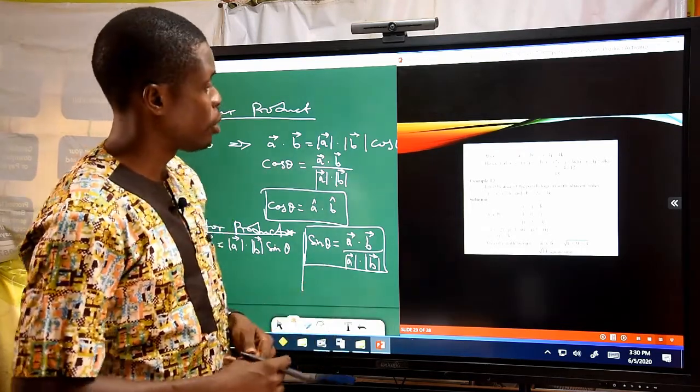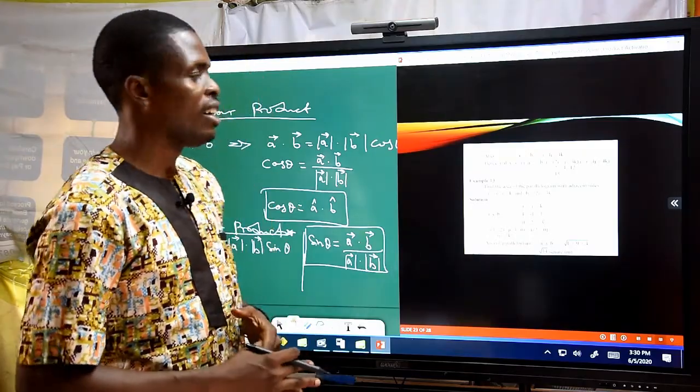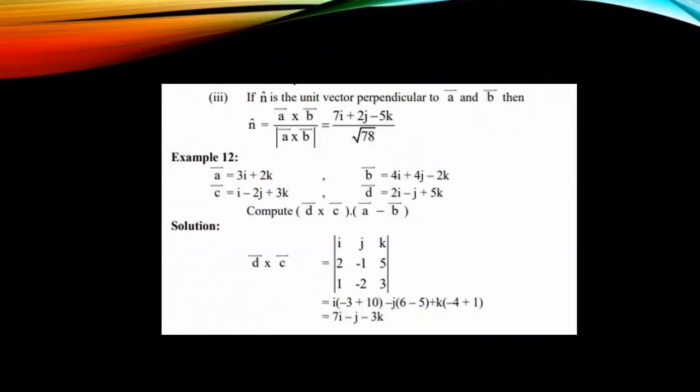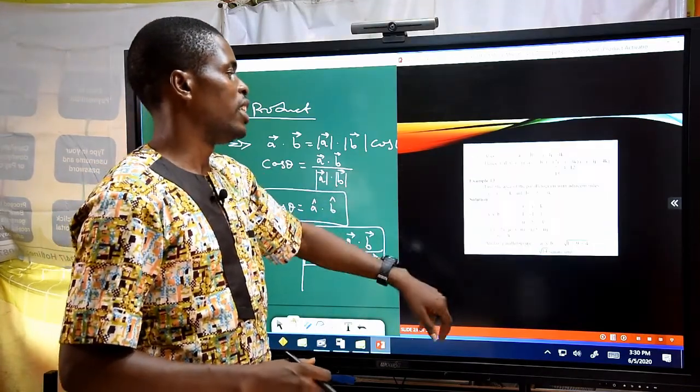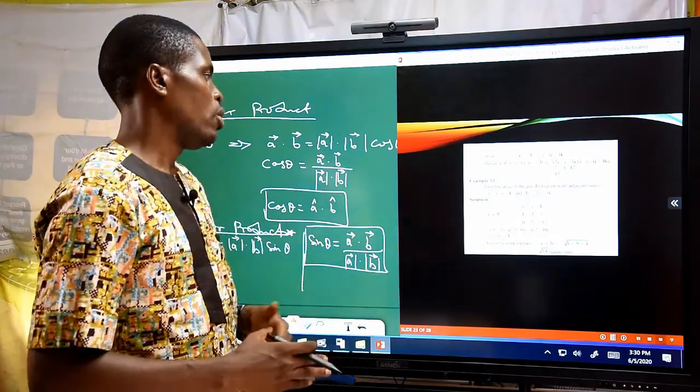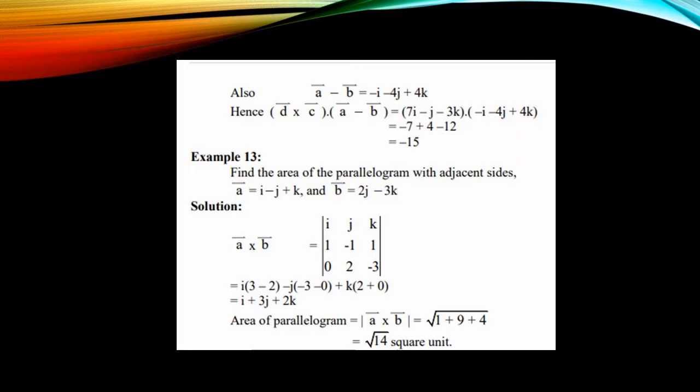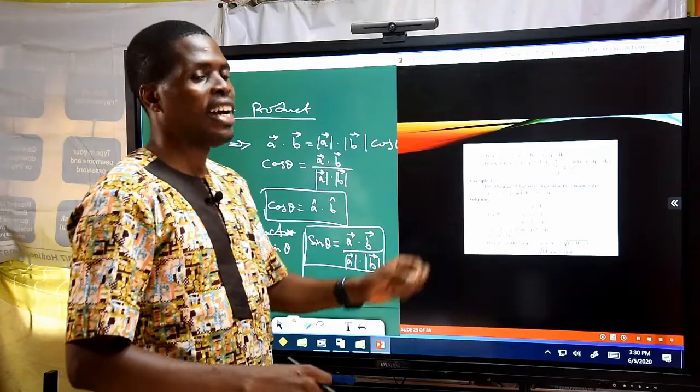One of the applications of vector products is that we use it to find the area of a parallelogram. To find the area of a parallelogram, you talk about the vector product. And the product of two lines equal to 0 will give us the area of the shape that is given. For example, find the area of the parallelogram with adjacent sides A equal to i minus j plus k, and B equal to 2j minus k. So the value of i is missing there, so it will result to 0. So you see the multiplication. Once we multiply it, it gives us the area of the parallelogram.